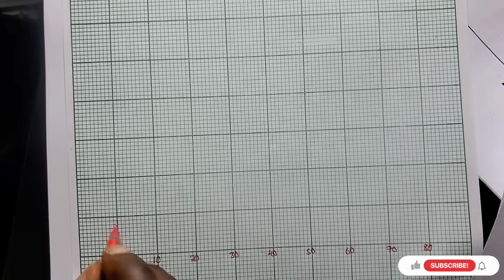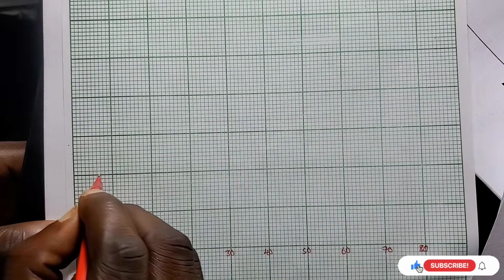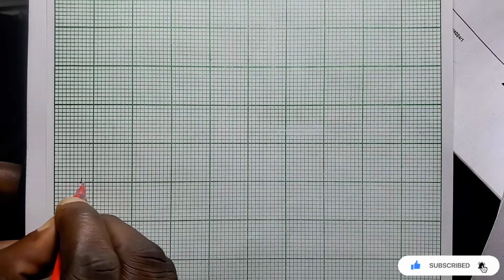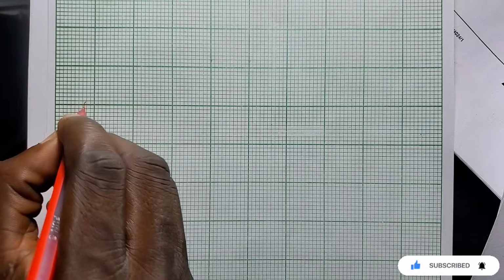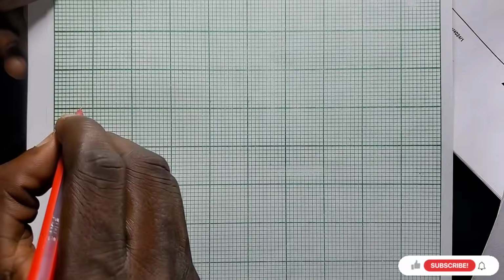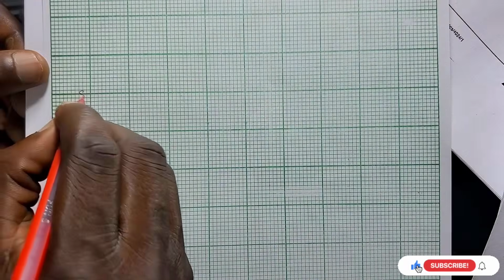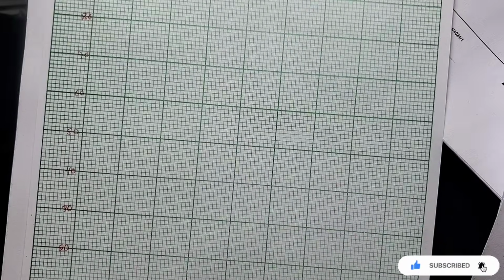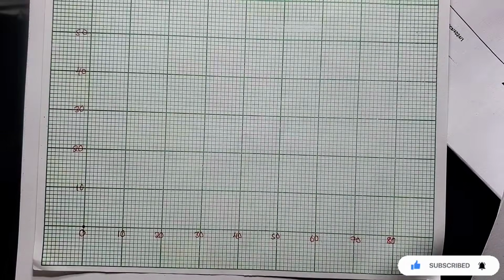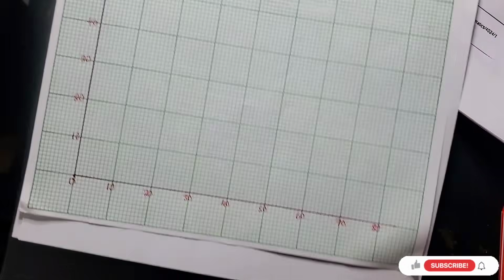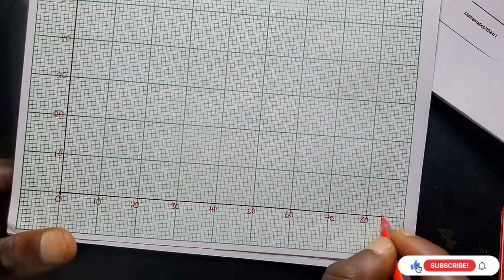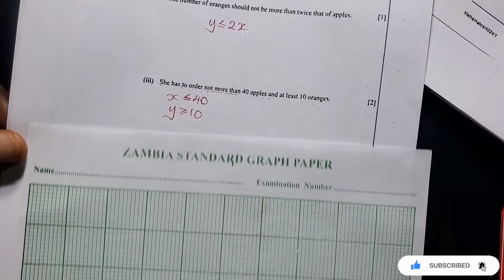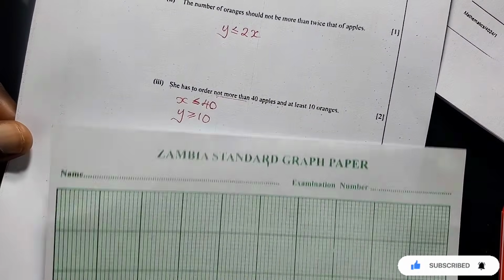So here, you also have 0, 10, 20, 30, 40, 50, 60, 70, 80. Now, with your ruler, you draw nicely the x and y plane, like this. Then you indicate that this is the x-axis. According to our question, the x-axis is the number of apples, and the y-axis is the number of oranges.